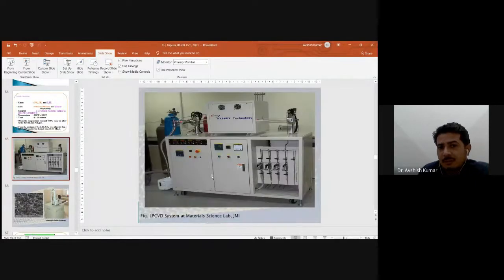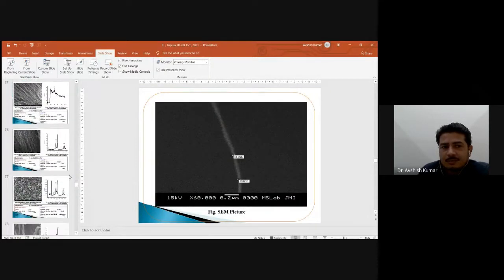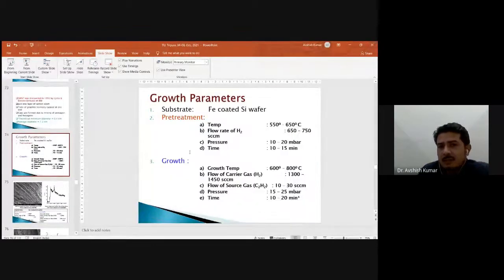We were successful with the system also, but the purity and the yield which we were getting with that PECVD system could not be possible with this LPCVD, normal thermal CVD system, basically. So these are the pre-treatment conditions you can use for the synthesis of carbon nanotubes using the PECVD system, and these are the growth conditions which you can use for the synthesis of single wall carbon nanotubes.